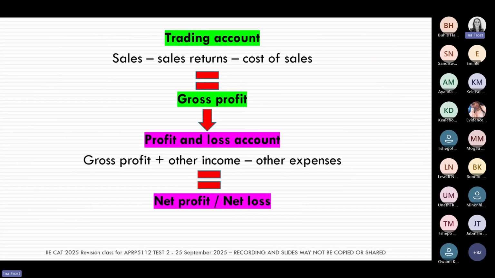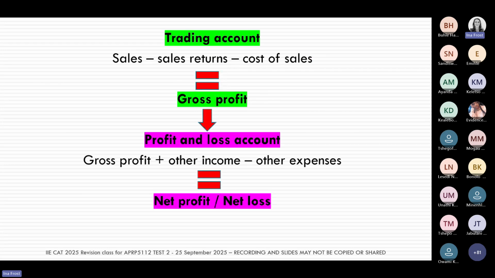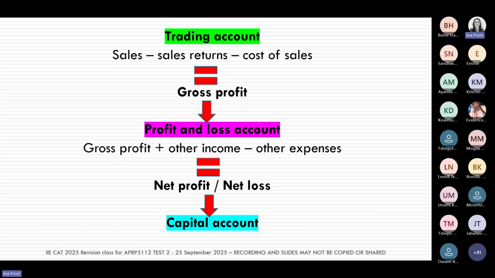So let's recap in a different format. Remember again, the trading account is sales minus sales returns minus cost of sales, and that gives you gross profit. Gross profit goes to the profit and loss account, where we add the other income, we subtract the other expenses, and that gives you net profit or loss. And then for a sole trader, the net profit or loss goes to the owner, so it goes straight into the capital account.